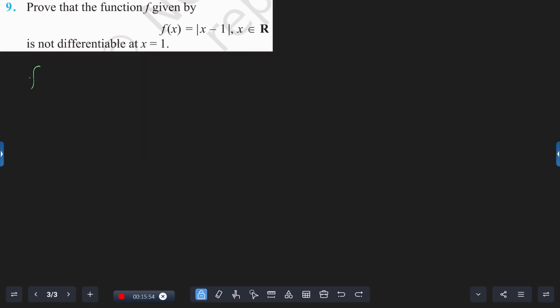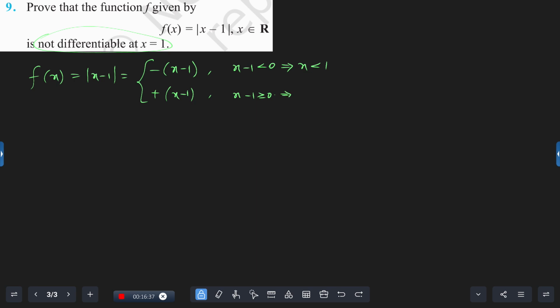Listen, children. Modulus of x minus 1 is given as f of x. I told you for a modulus we have to split the question into less than and greater than cases. So it is minus of x minus 1 when x minus 1 is less than 0, and plus x minus 1 when x minus 1 is greater than or equal to 0. That is the meaning of the question. They are asking to show it is not differentiable at x equal to 1. Here x is less than 1, and here x is greater than or equal to 1, so the split is based on 1. So we have to prove it is not differentiable at 1.